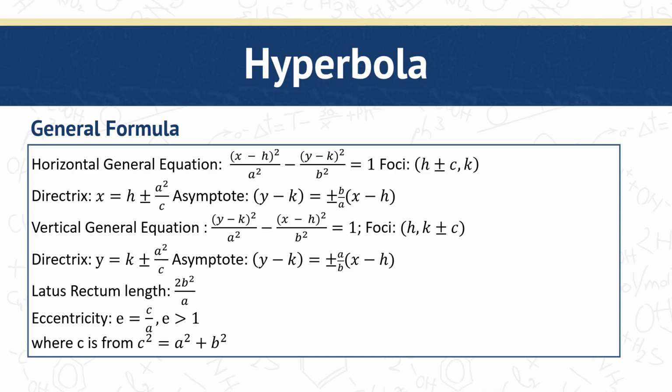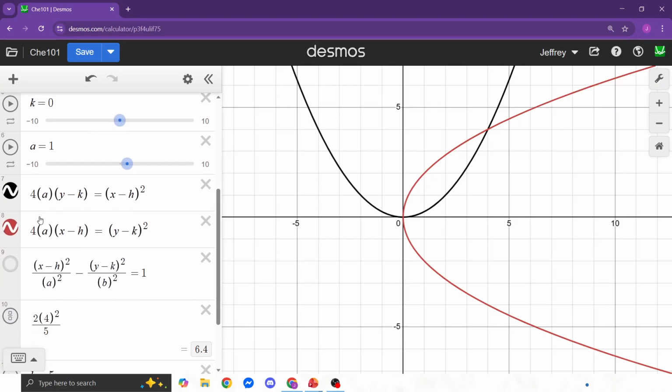And of course, there's still the foci, which is plus or minus c. If it's horizontal, then it's on the x value, and if it's vertical, it's on the y value. Latus rectum length is the same. Eccentricity is the same formula. We just have to take note that it should be more than one this time, because that's how it works. So we should dive in here.